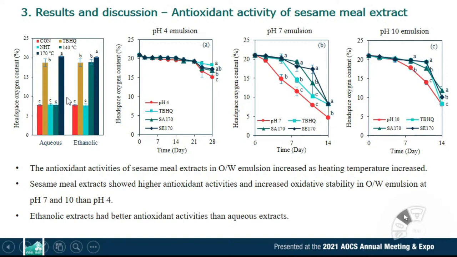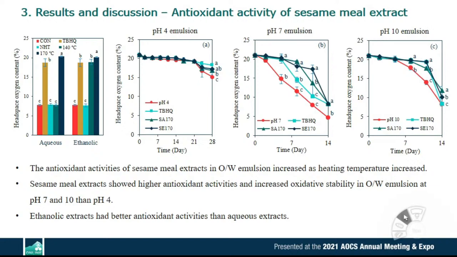The following is the effect of sesame meal extract on the oxidative stability of the oil-in-water emulsion. The antioxidant activities of sesame meal extract increased as heating temperature increased. In emulsions with different pH, extract showed better antioxidant activities and improved the oxidative stability of emulsion in alkaline conditions than at acidic pH. Of all the results, ethanolic extracts had better antioxidant properties than aqueous extracts.